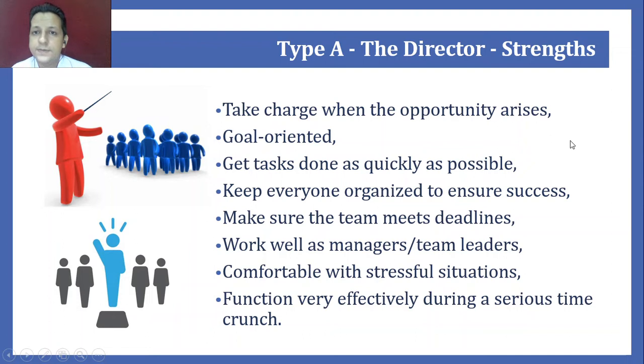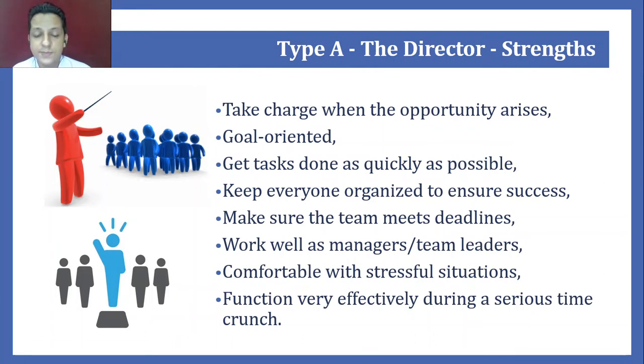The first type, that is the director. Well, as I already said, such types of people are leaders by nature. So they usually take charge when the opportunity arises. They are goal oriented. They get tasks done as quickly as possible. And that is why they are perhaps made leaders or managers in a team. They keep everyone organized to ensure success. They also make sure that the team meets deadlines. They are able to work well as managers and team leaders.